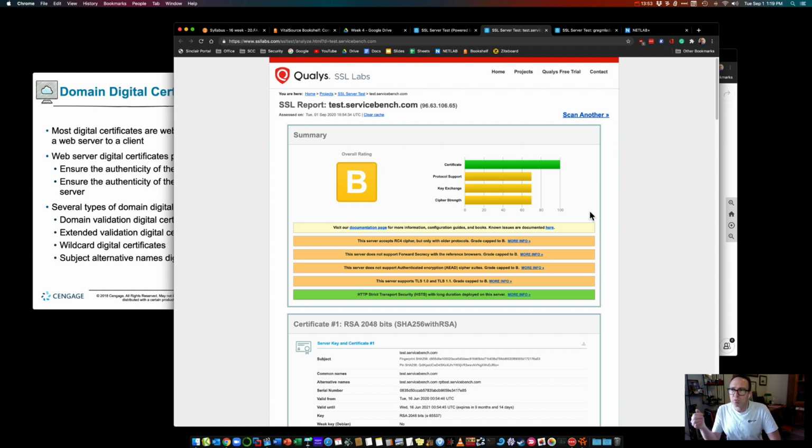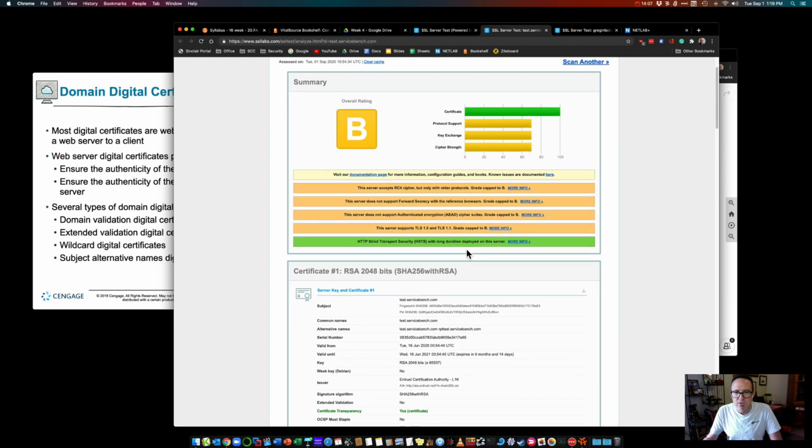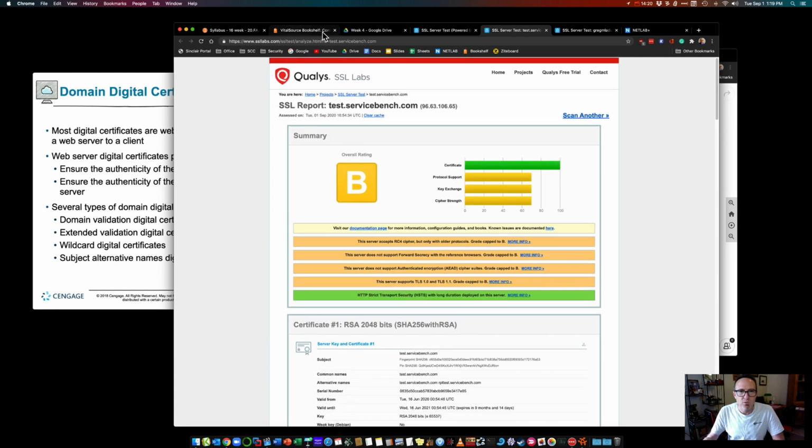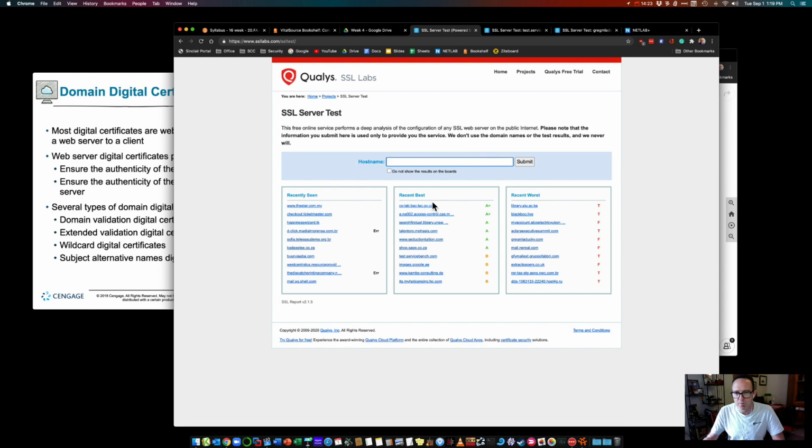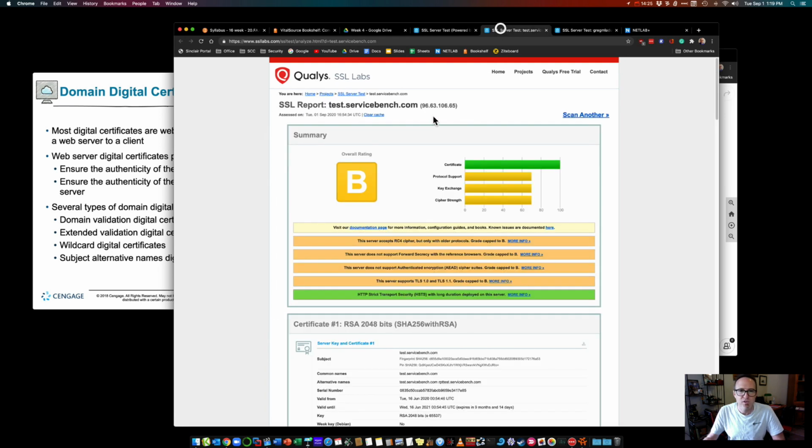And we talked about some things with encryption-based attacks. One, of course, is can we do a downgrade attack? So in this case, this server accepts RC4 ciphers. Those are older protocols. It does not support authenticated encryption cipher suites. It does not do forward secrecy when referenced in browsers and so on. So it gets graded. And you can see the information here about the certificate. Now again, I pulled two examples from these recent lists here, recent best, recent worst.